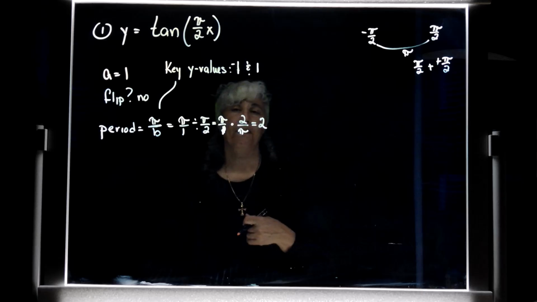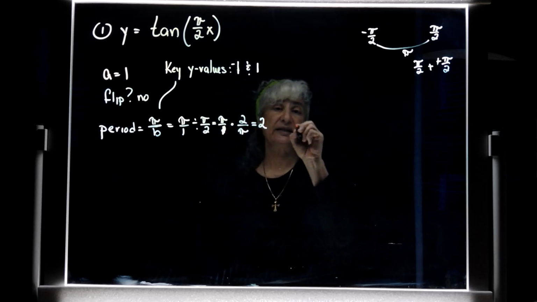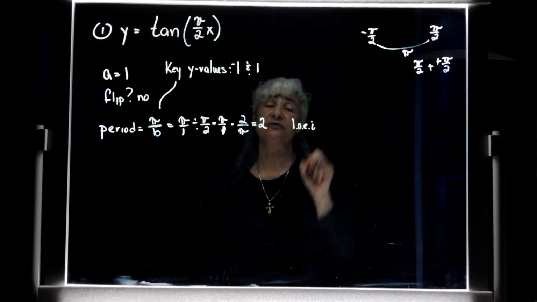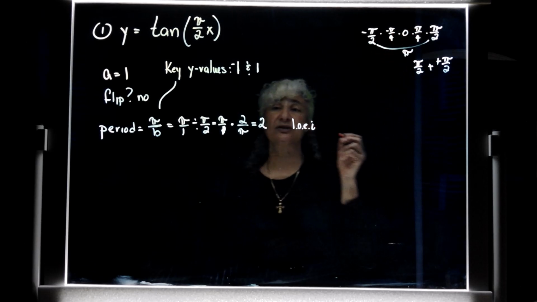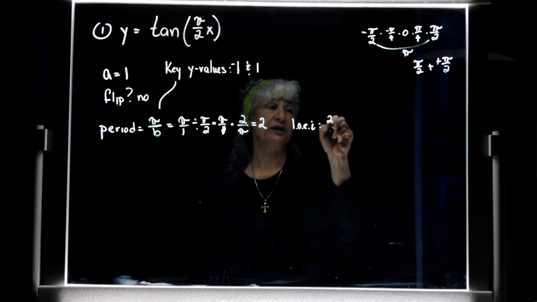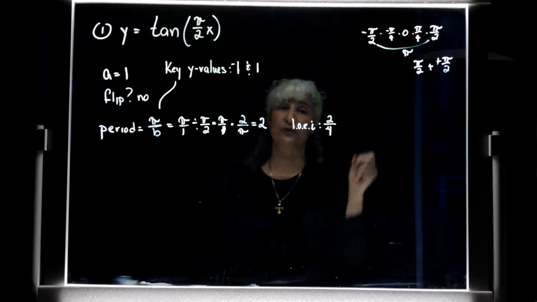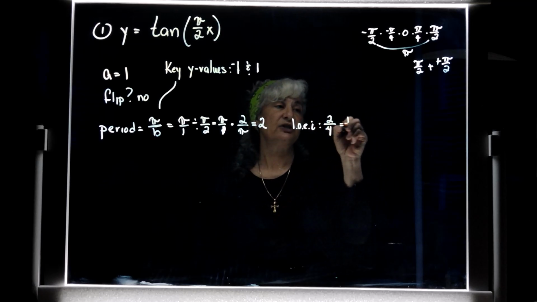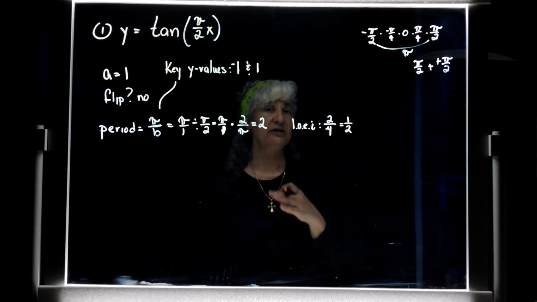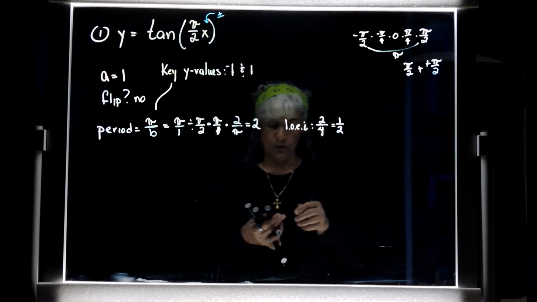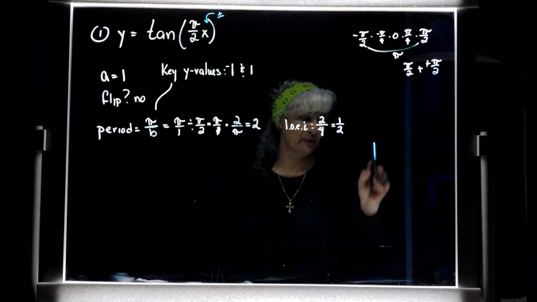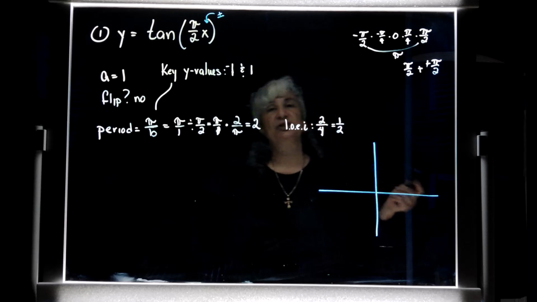I can handle that. And still, even though it's tangent, you're still finding the length of each interval. Because we had negative pi over 4, we had 0, and we had pi over 4. We have 1, 2, 3, 4 intervals still. So I need to take the new period and divide by 4 intervals. So the length of each interval will be 1/2. Good? Okay, so we just found the length of each interval, right? 1/2.